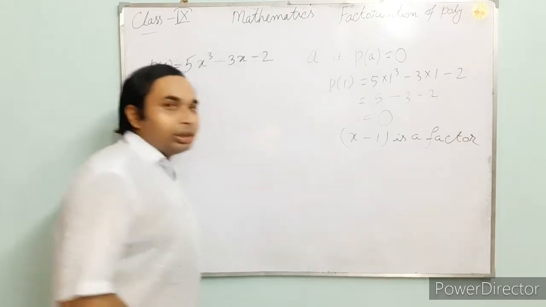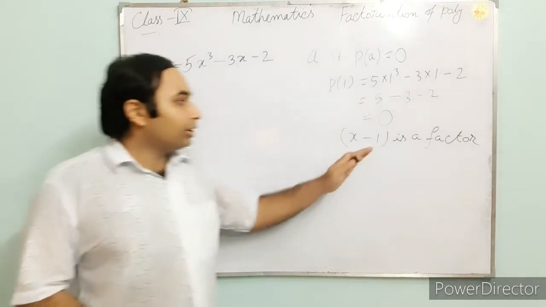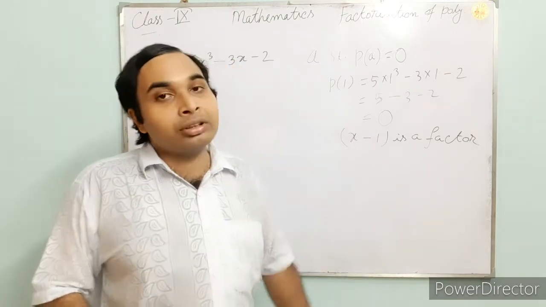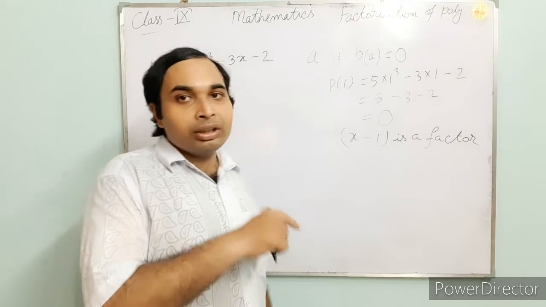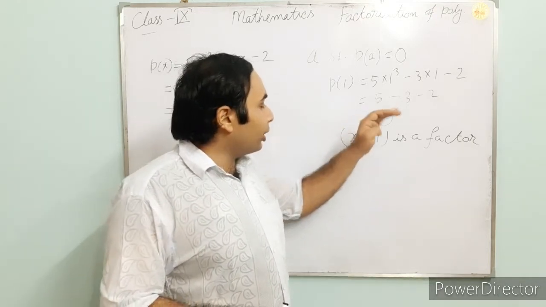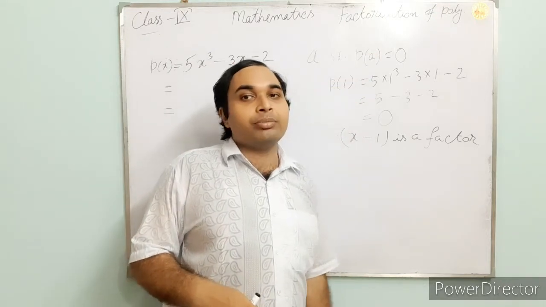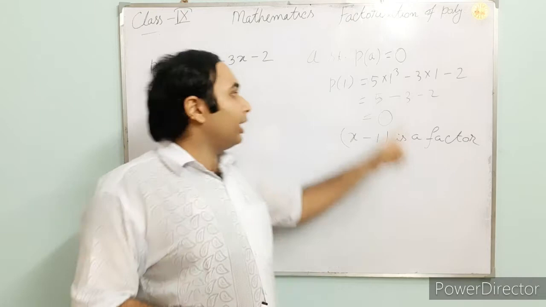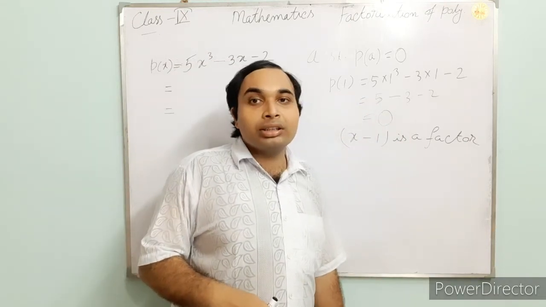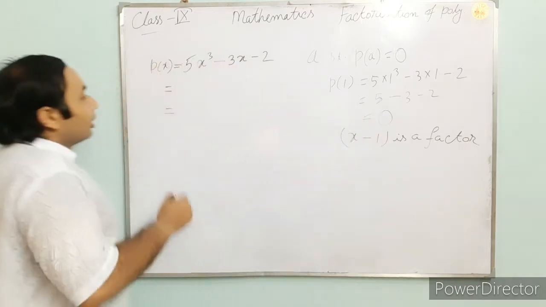What are we using? We are using the factor theorem here. Just remind the factor theorem, or you can see my related video. You can see that one also. The factor theorem says that wherever P(a) is 0, then x minus a is a factor. Here we have got P(1) is 0, that's why x minus 1 is a factor. This is the application of the factor theorem.